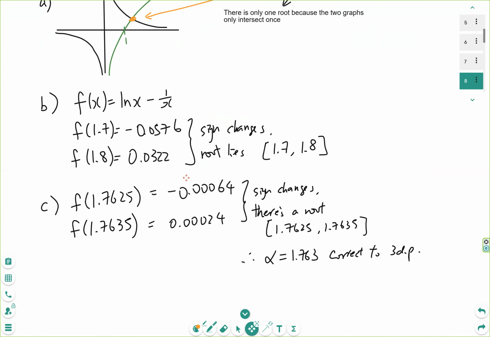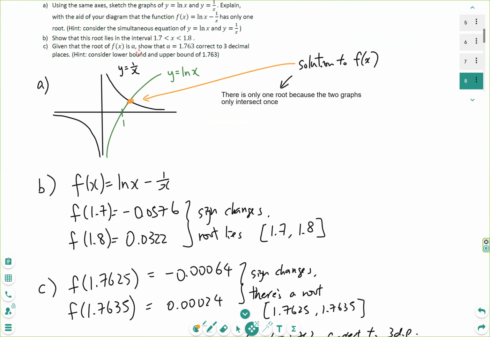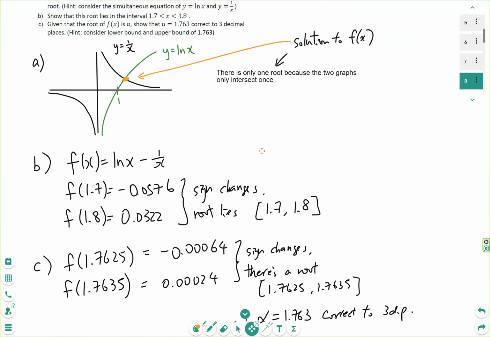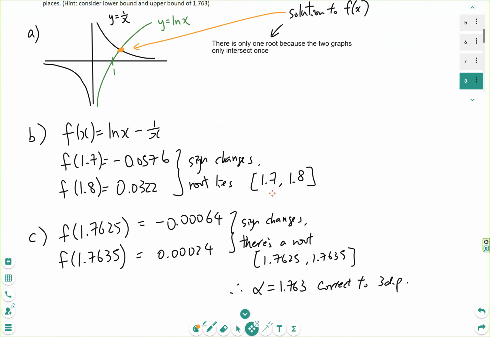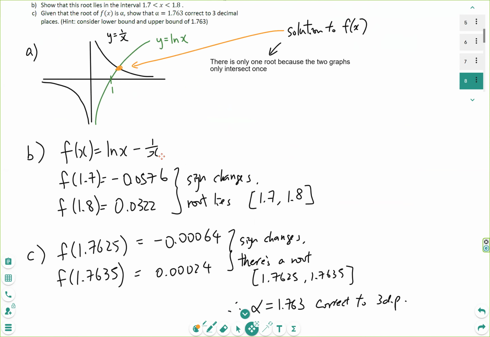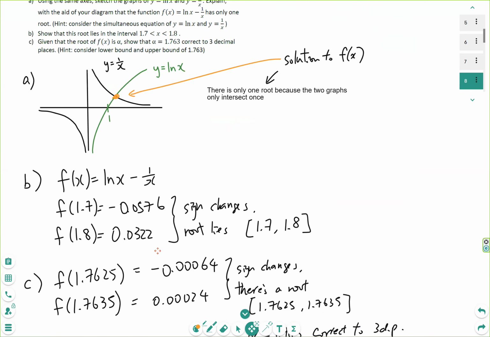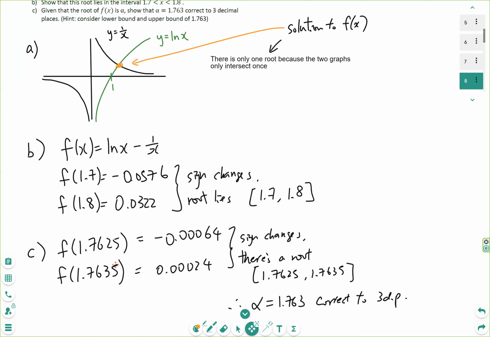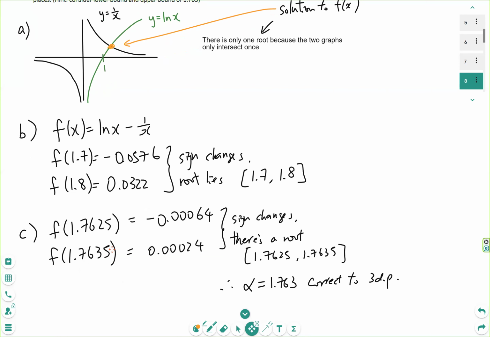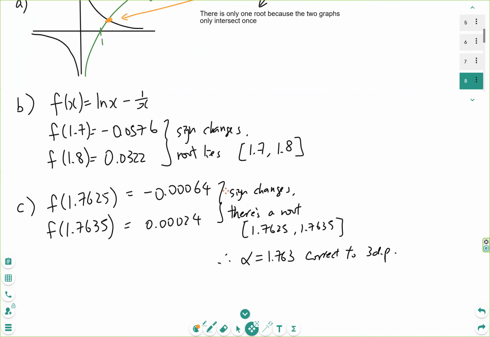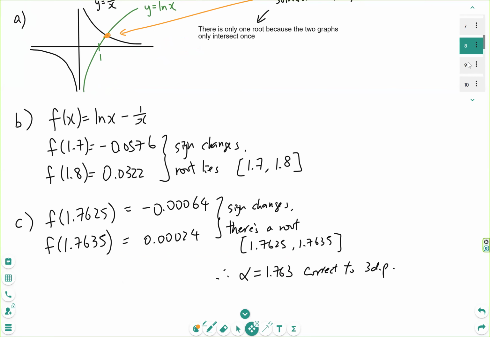And then part C, given the root of f of x is alpha, show that alpha equals 1.763, correct to 3 decimal places. So what we do is we consider the upper bound and lower bound of 3 decimal places, 1.762 and 1.763, which are 1.7625 and 1.7635. Again, show sign changes. There's a root. So therefore, if we round these two numbers to 3 decimal places, we can say alpha is 1.763.